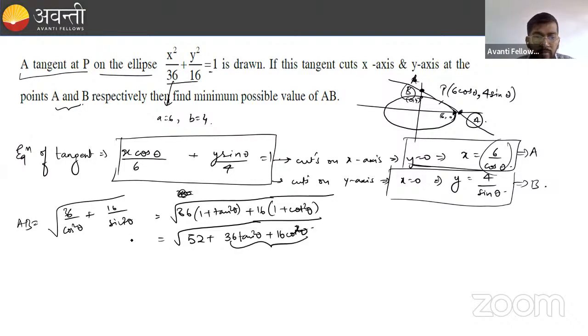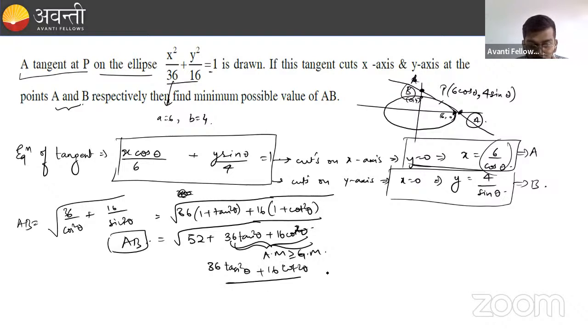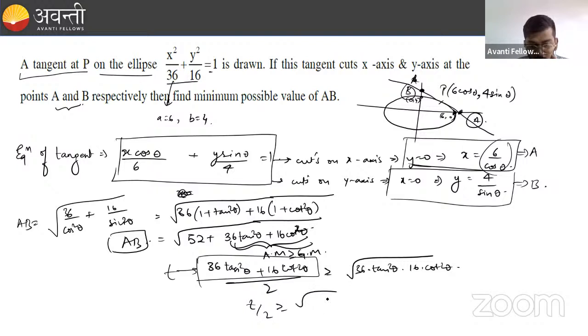So we all know, since we have to find the minimum value of this AB, I can say that AB is minimum when this part is minimum. So to find the minimum of this part, we can use AM greater than equals to GM: 36 tan square theta plus 16 cot square theta upon 2 is greater than equals to under root of 36 tan square theta into 16 cot square theta. Let's call this as t. So t by 2 is greater than equals to under root 36 into 16, the root will be 6 into 4. So t is greater than equals to 48.